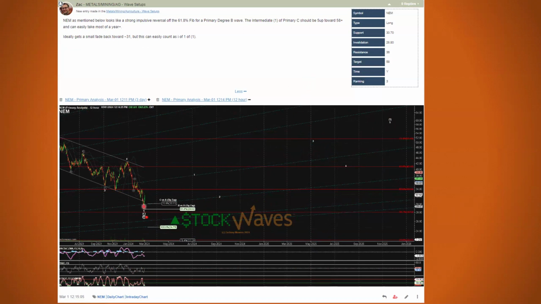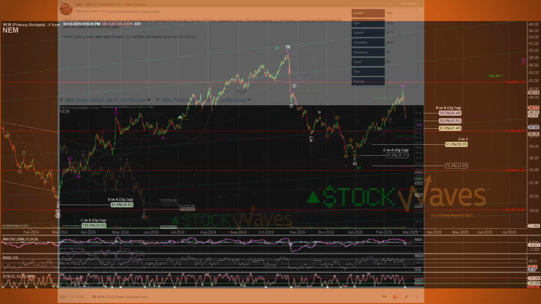So it certainly held on to that low as invalidation and gave us a nice move into resistance. We were able to update that a couple of times as it filled out to its target.